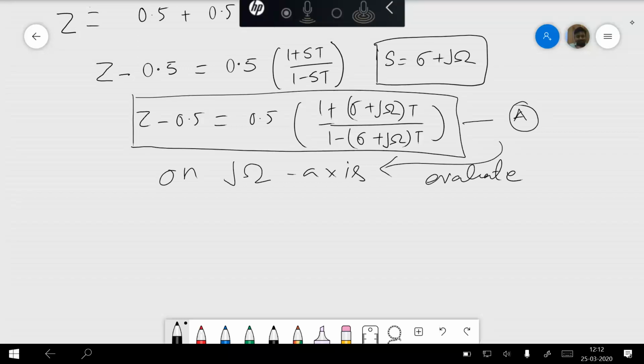Anyone? If I evaluate, I want to find out how my j omega axis is getting mapped to what is called the unit circle's perimeter. How can we visualize that?